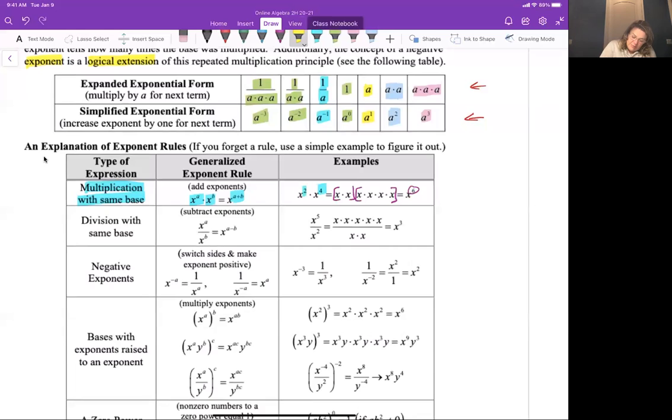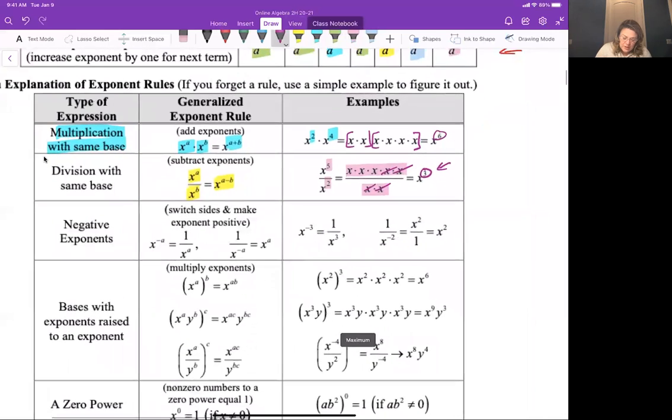All right, division with the same base. I have x to the a power over x to the b power. This is where we subtract the exponents. Here's one with expanded form. If I have x to the 5th, I have 5 of them on the top, divided by x squared, I have 2 on the bottom. You can see that I would cancel 2 of them, and I have 3 left. So what would I have to do to get x cubed on the top? I would have to subtract. So if you forget the rule, that's an easy way to remind yourself of the rule.